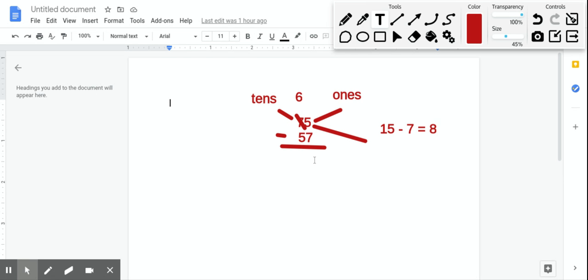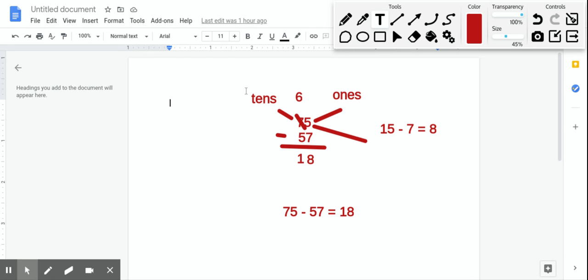So we can write 8 down in the ones column and move on to our tens column. Now, you wouldn't do 7 minus 5 for the tens column because we took 1 ten to the other side. So instead, we are going to do 6 minus 5, which is 1. Therefore, your answer to 75 minus 57 would be 18.